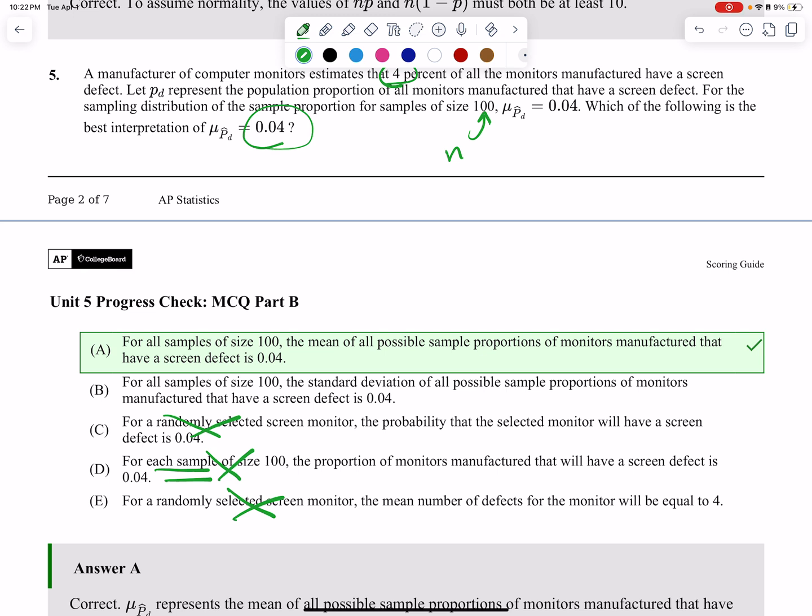This says the standard deviation of all possible samples of monitors at the screen size of 0.04. No, this is my mean. My standard deviation would be this, 0.04, 0.96 over 100. But it's asking for the mean, so that's why I go with A.